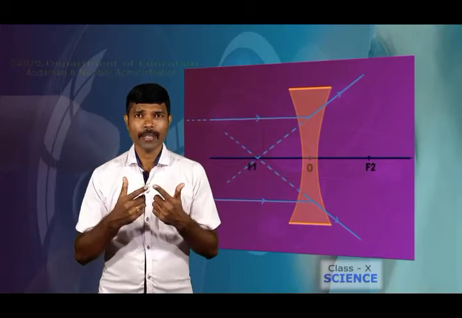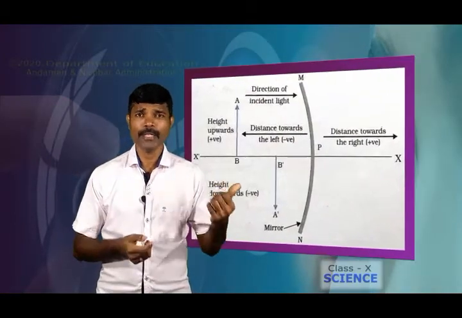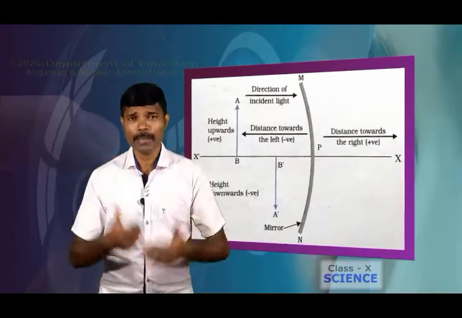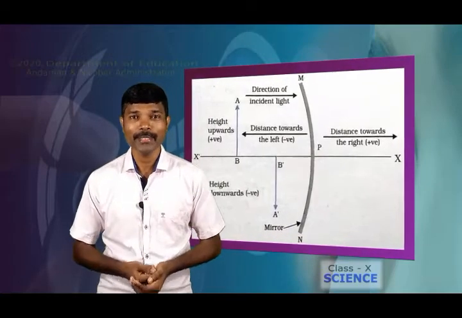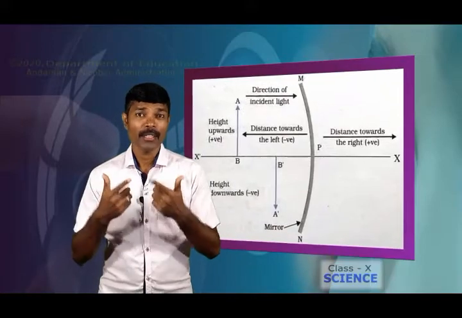Whatever the measurement, if we go right hand side, we know that the value should be positive. If we go left hand side, then it will be negative. If any measurement is taken above the principal axis, then that will be positive. If it is below the principal axis, then it will be negative. Keeping all these in mind, we try to understand the lens formula.